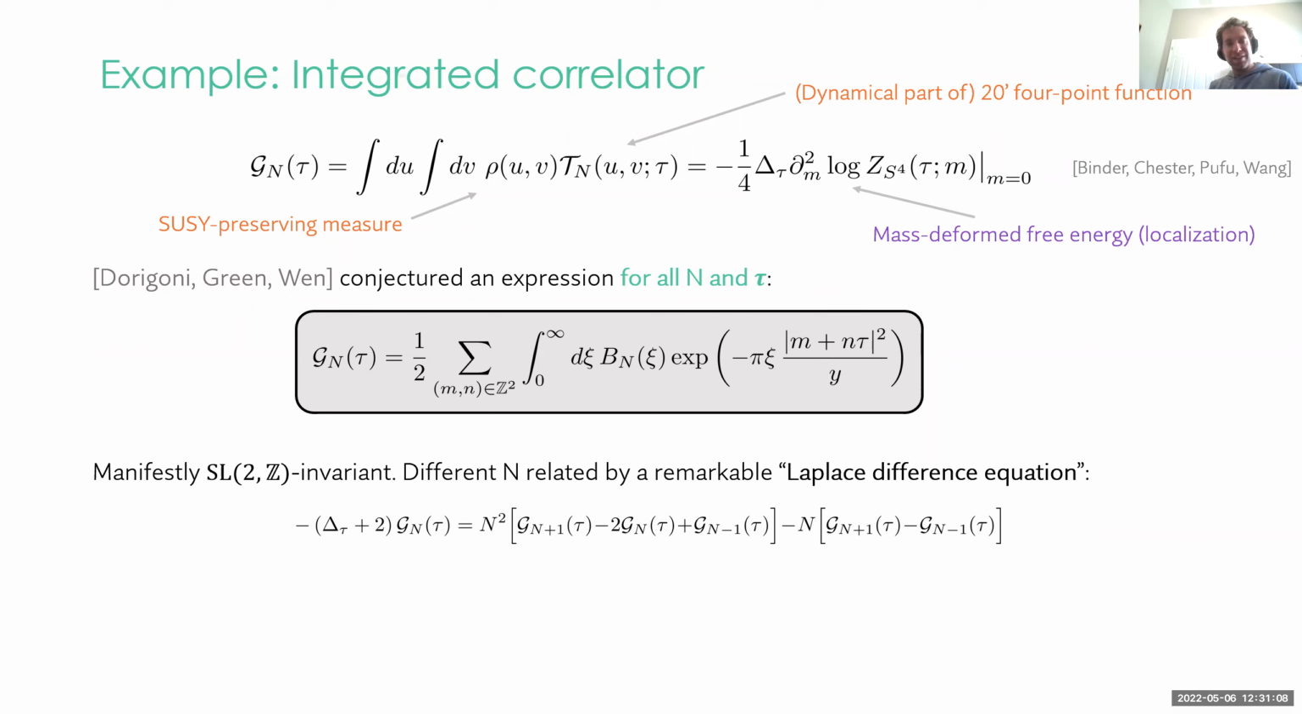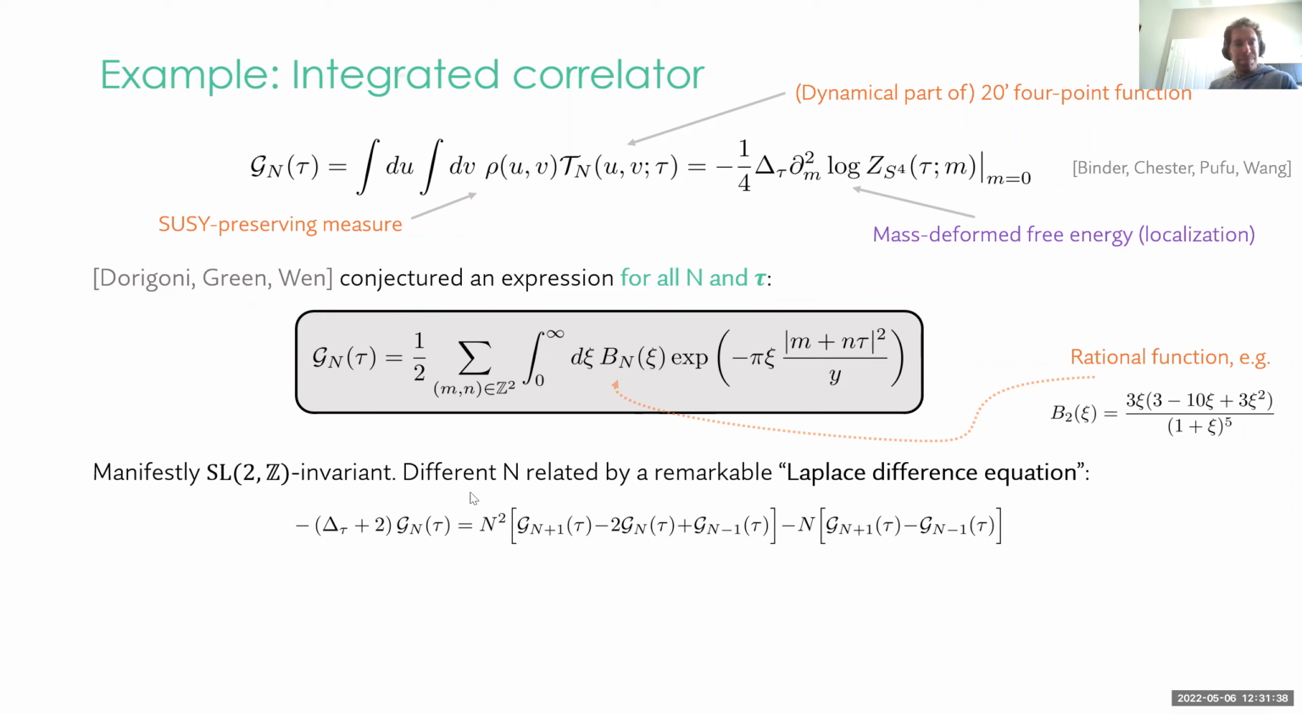It takes the form of a lattice integral, where this integral kernel, B_N of xi, is just some rational function. So for example, for SU(2), it's this rational function here. And the integrand otherwise just has this exponential factor. Now, on account of the lattice sum, this is manifestly SL(2,Z) invariant. And the remarkable thing about this is that different values of N are related by a Laplace difference equation.